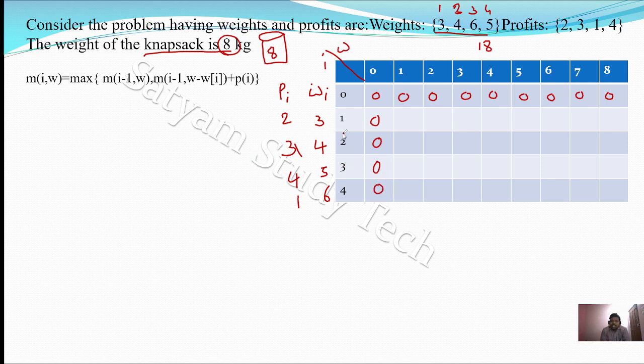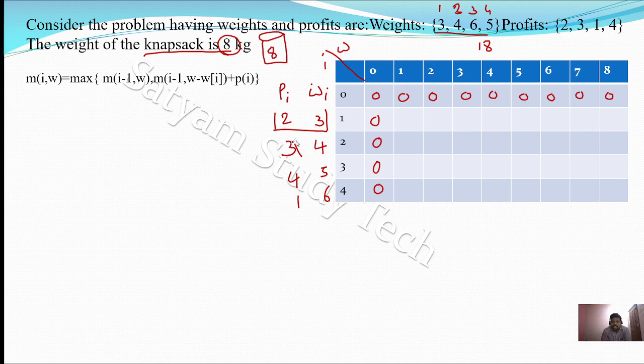Next step. Here you can see, for example, if I consider this first row, then you can consider only this object. For example, in the second row you can consider this object along with this object also. Like that you can solve this problem.